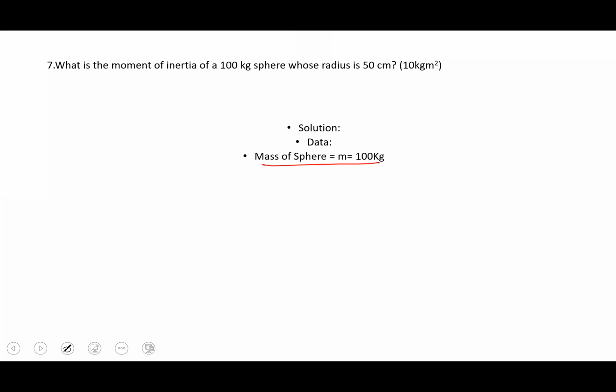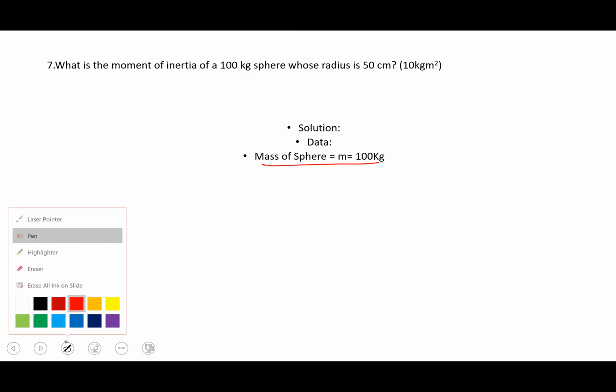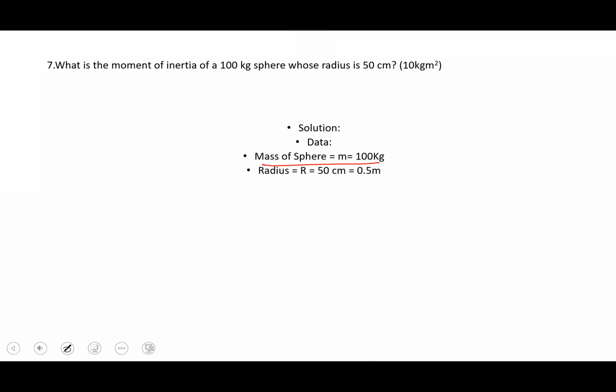The mass of the sphere is 100 kilograms. First of all, we have the mass, and second we have the radius, which is 50 centimeters. We can convert that into meters by dividing by 100. So it will be 0.5 meters.